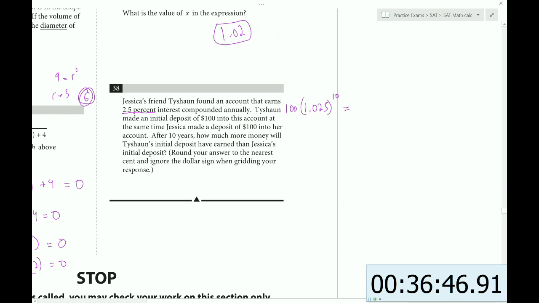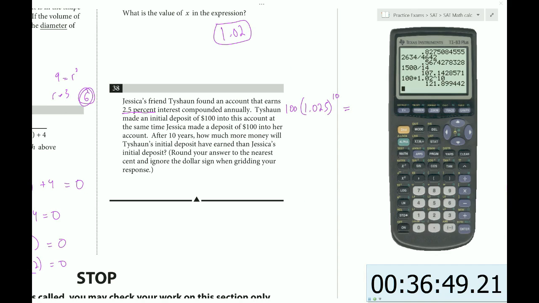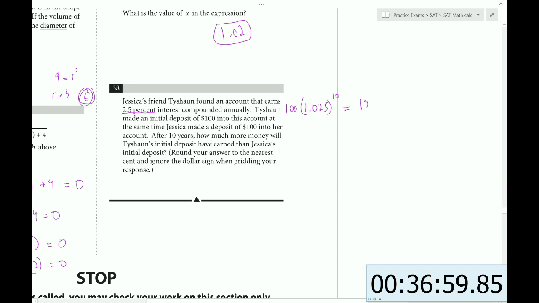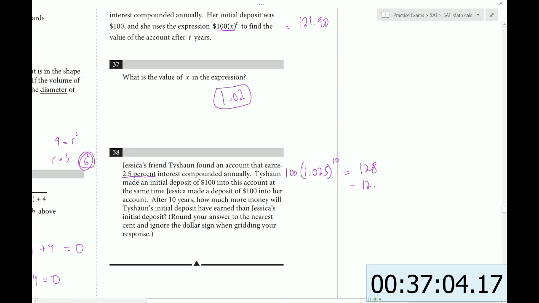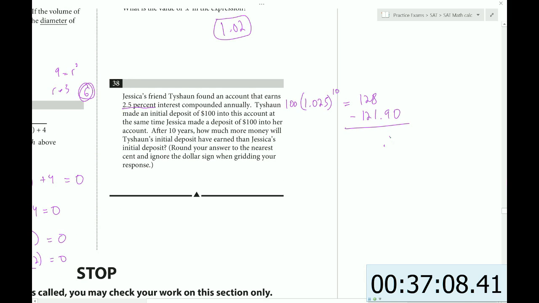Then we'll do it for Tyshawn. So he has the same statistics, except he's got 1.025 to the power 10. And that gives 128. And they want to know the difference. So we subtract. All right, so we can add back upwards. We get 10 cents that gets us to 122, then $6 extra. So that would be our result for 38.